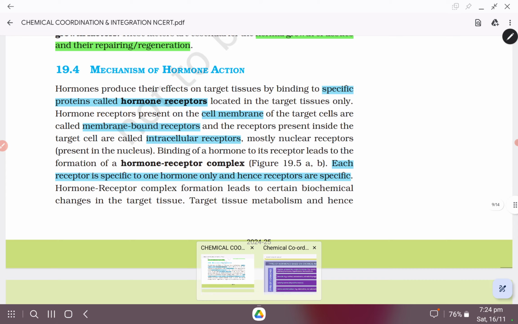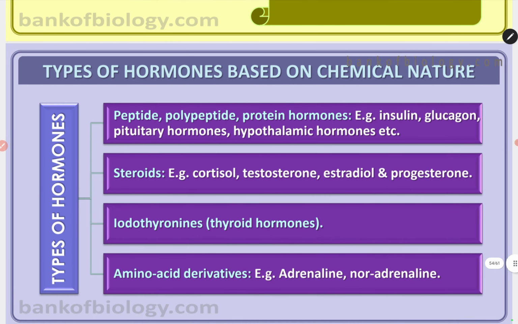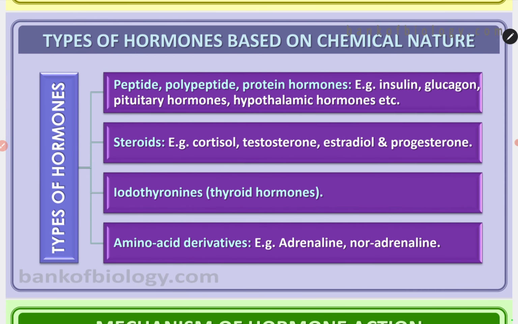Next topic, see the PDF here. Types of hormones based on chemical nature. Peptide, polypeptide, protein hormones, example insulin, glucagon, pituitary hormones, hypothalamic hormones. Remember, questions will be asked. Steroids, example cortisol, testosterone, estradiol and progesterone. Iodothyronine, thyroid hormones. Amino acid derivatives, example adrenaline, noradrenaline.